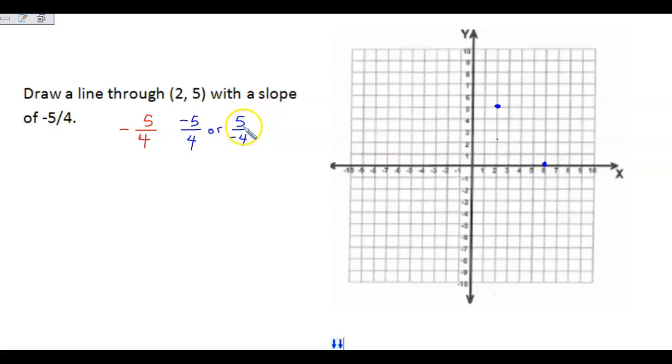What I could also do is go ahead and plot this other point. And that way I would have 3. So I could have +5: 1, 2, 3, 4, 5. And left 4 for -4: 1, 2, 3, 4. And that way when I connect my points, it should go through all 3 points.